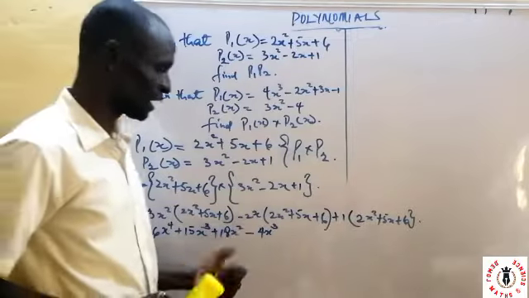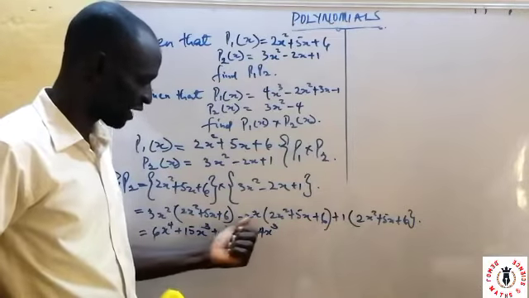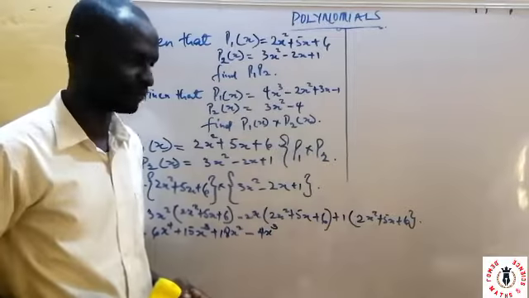Now, when you are multiplying at this stage, please do not forget to use your negative sign.